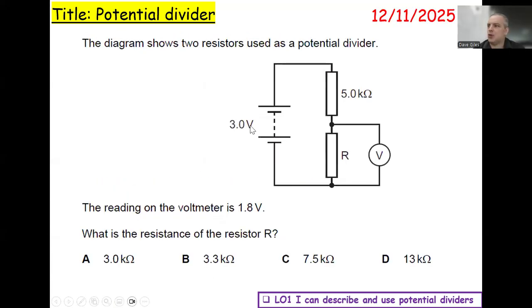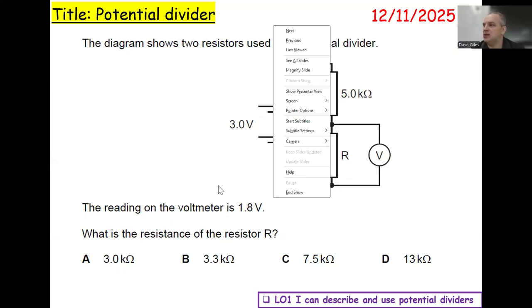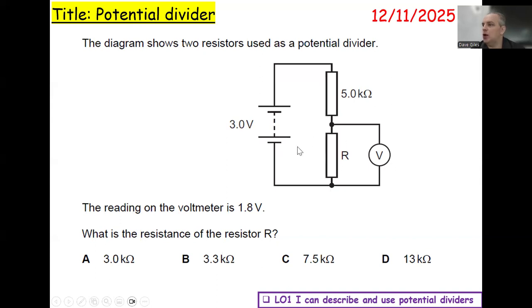Okay. Next question. The diagram shows two resistors used as a potential divider. The reading on the voltmeter is 1.8 volts. What is the resistance of the resistor R? Okay, so now we need to use the equation. Bear with me. So our voltage divider equation, V out equals R, so in this case, it's this R here, divided by R total times V in.